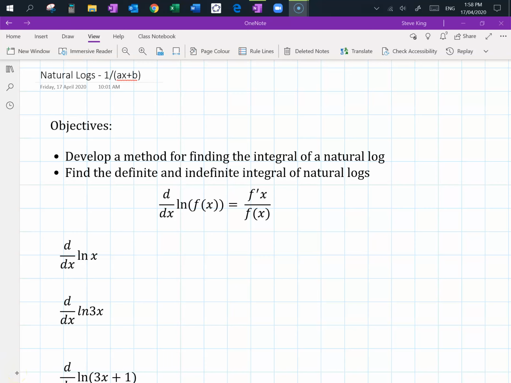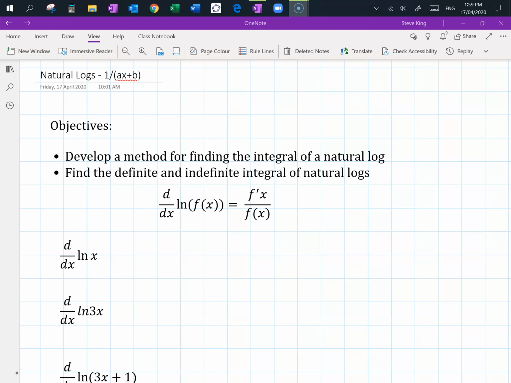Hi, in this video we're going to look at integration dealing with natural logs. As before, we're going to look at developing a method to try and find this integral, and we're going to look and see how that plays out with both indefinite and definite integrals.